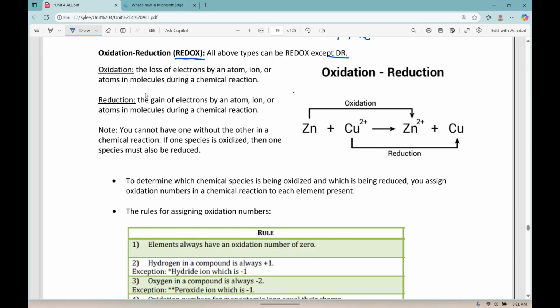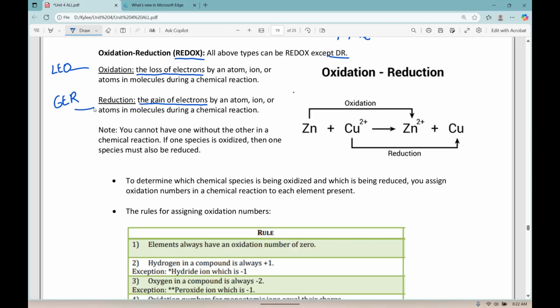So, an oxidation is the loss of electrons by an atom, ion, or atoms in molecules during a chemical reaction. And reduction is the gain of electrons. You cannot have one without the other. If oxidation is happening, then reduction is also happening. There are lots of little ways to remember which one is which, but I always do Leo, the lion, says grr. And that means Leo, lose electrons for oxidation. Leo, the lion, says grr, gain electrons for reduction.